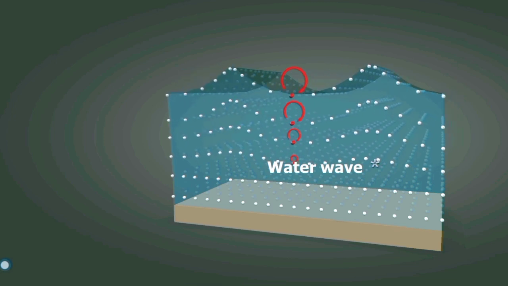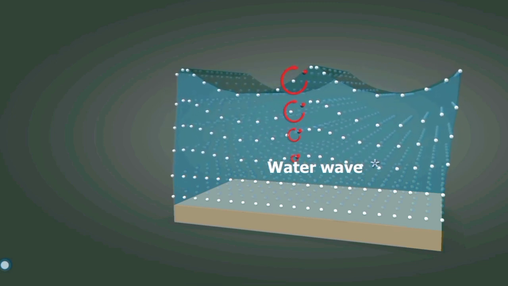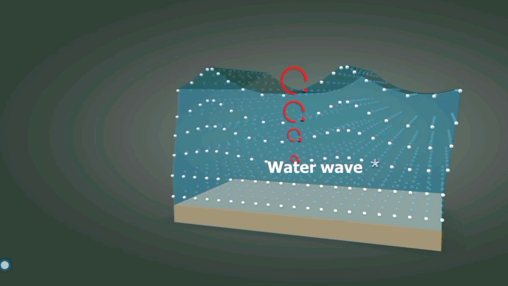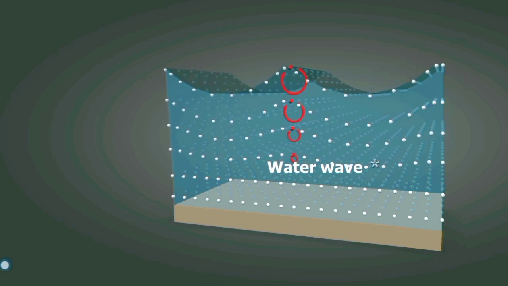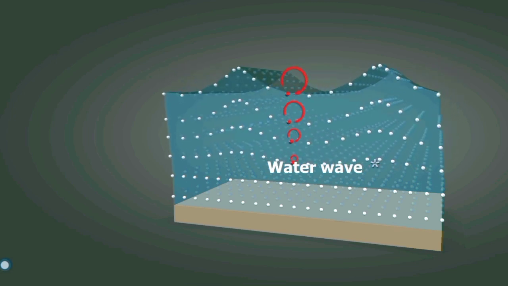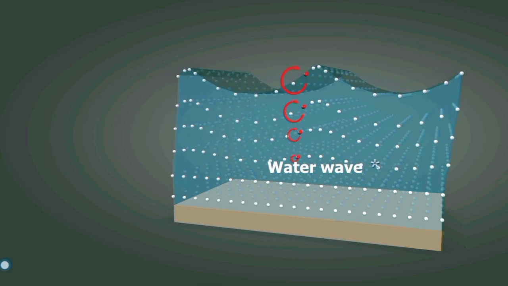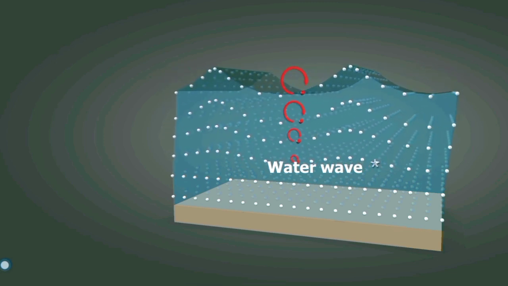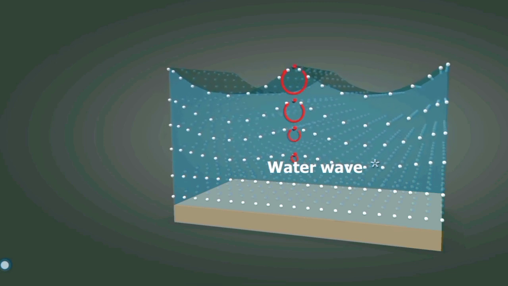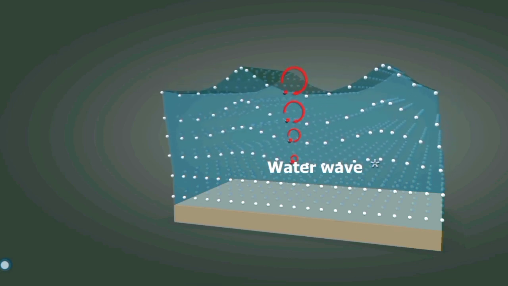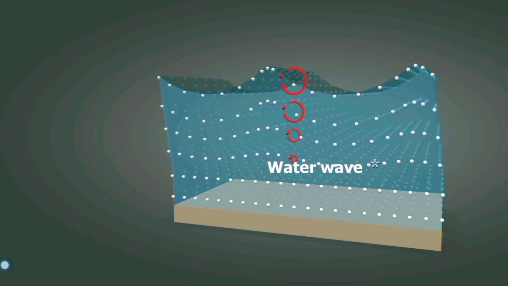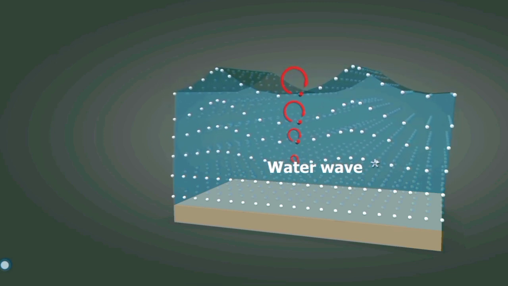Energy transfer. The energy moves horizontally, but the water itself does not travel with the wave. Instead, the particles move in loops, returning to their original position. Surface waves. Water waves are primarily surface waves, where the disturbance occurs at the boundary between air and water. Examples of water waves. Ocean waves, generated by winds blowing across the water's surface.